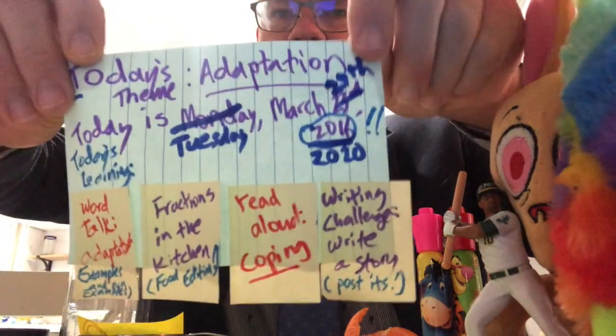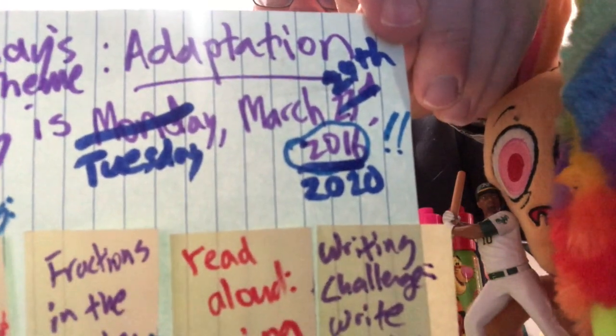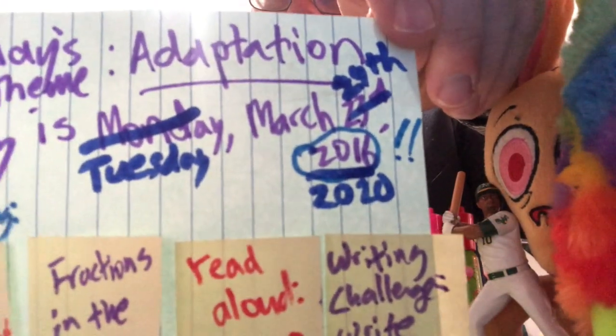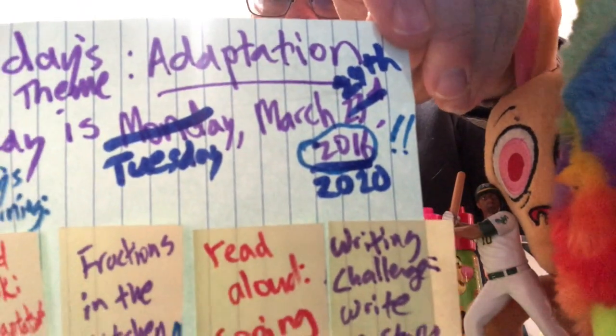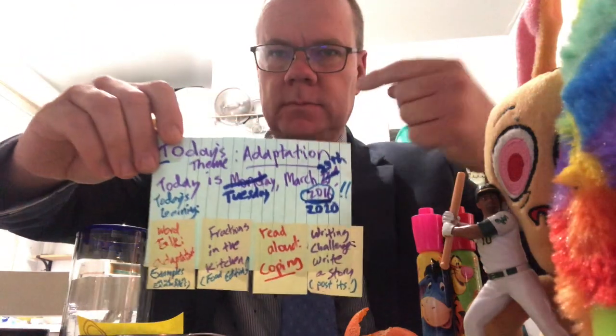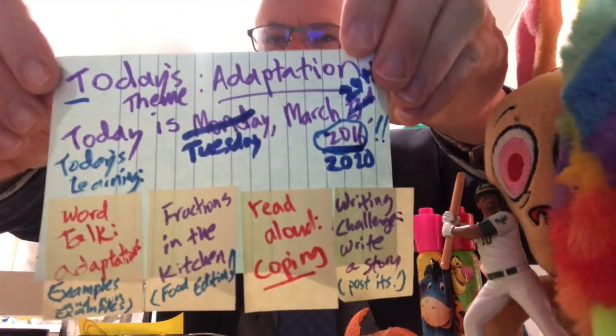Did anyone notice a mistake I made yesterday? I can't believe it. I wrote March 23rd, but I put for the year 2016. Unbelievable. Again, who makes the most mistakes every day? Me. So it's actually 2020.